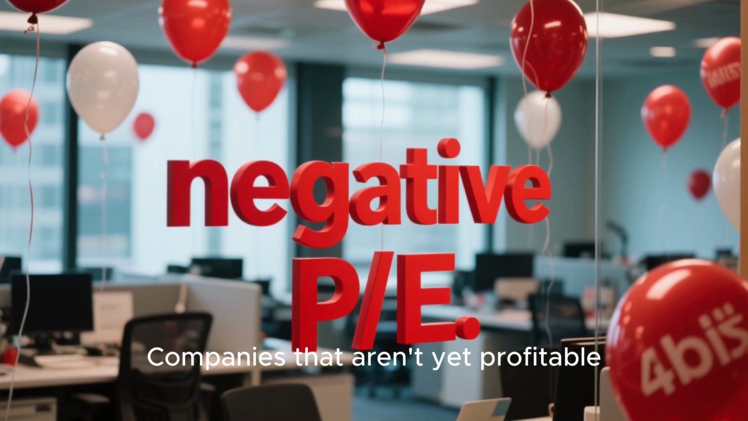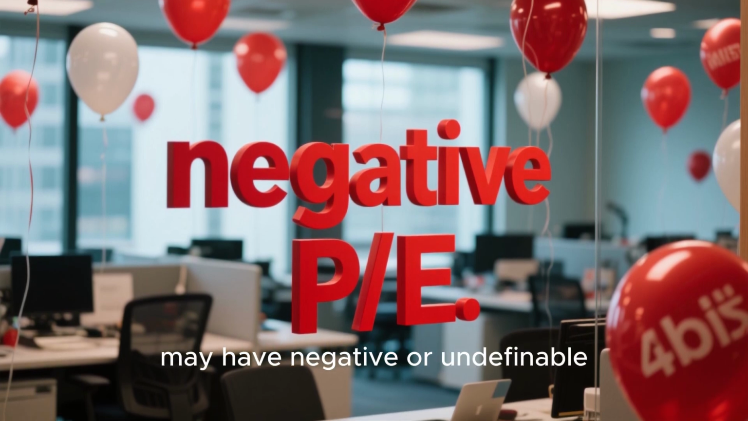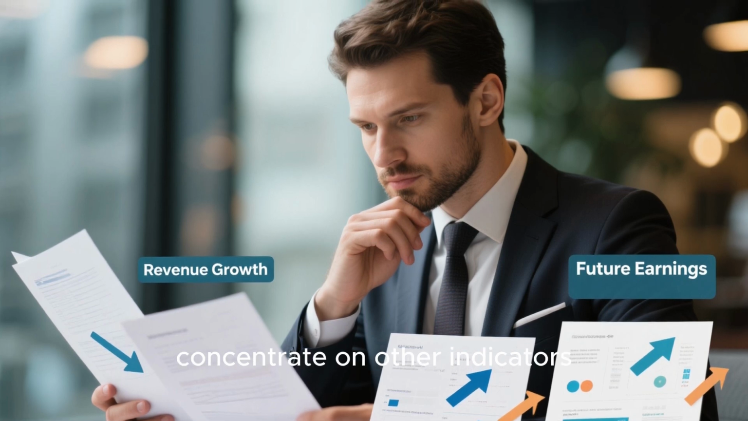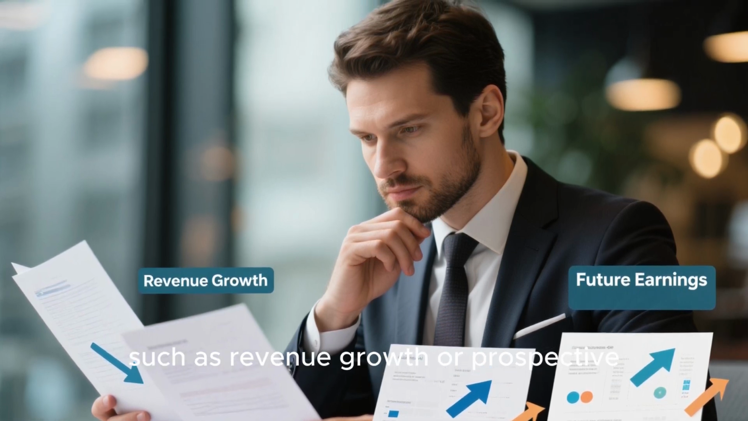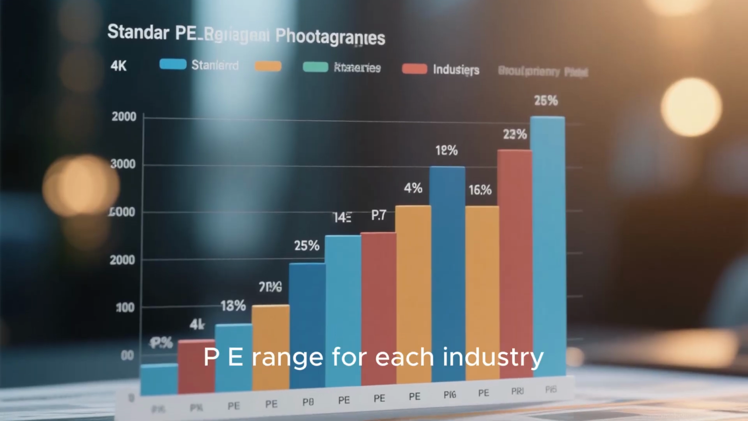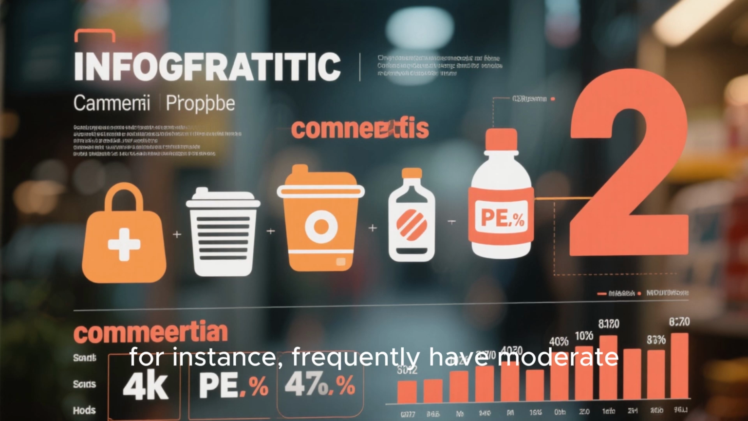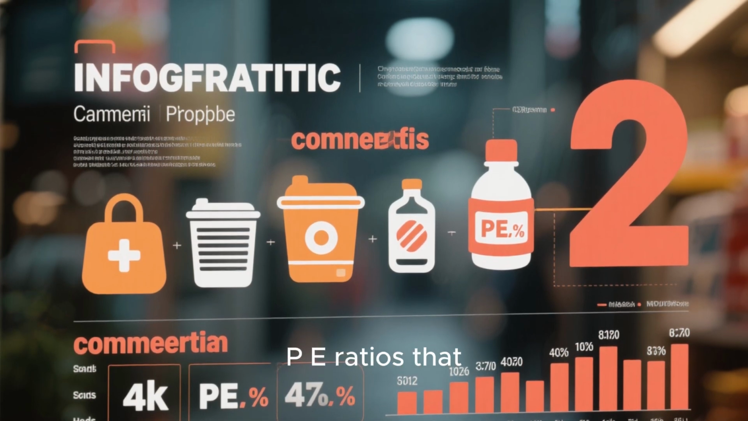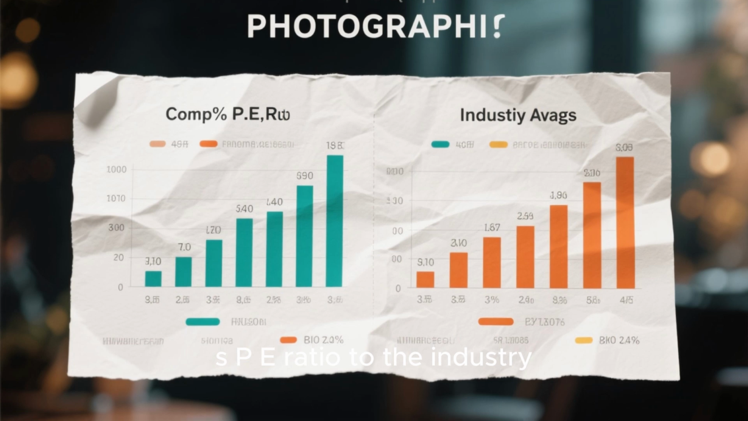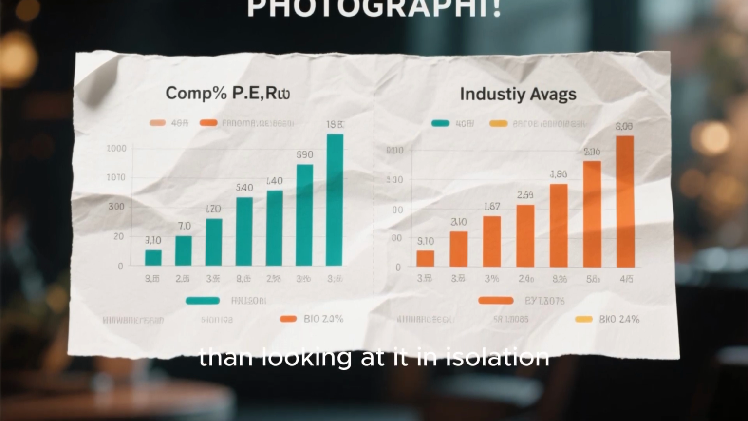Companies that aren't yet profitable, like early-stage startups or highly indebted businesses, may have negative or undefinable PE ratios. Investors in these situations concentrate on other indicators, such as revenue growth or prospective future earnings. There is a standard PE range for each industry. Consumer goods companies, for instance, frequently have moderate PE ratios that indicate consistent demand. So, comparing a company's PE ratio to the industry average is more meaningful than looking at it in isolation.